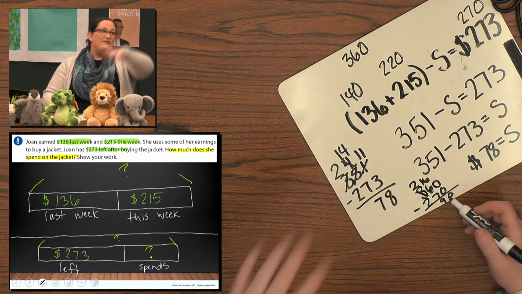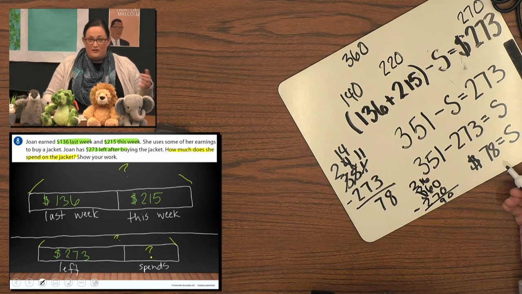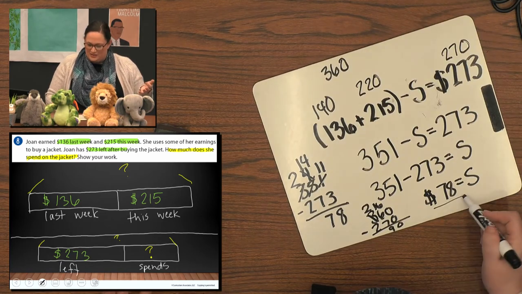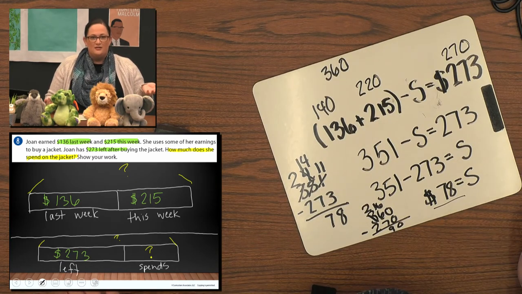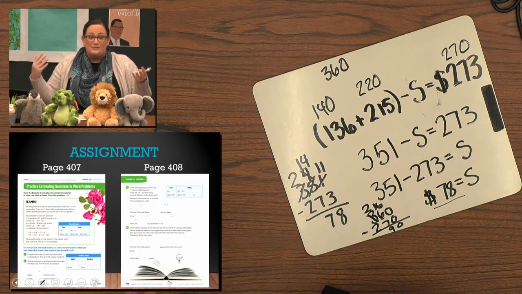We didn't get like 574, did we? No. So our answer of she spent $78 on her jacket is accurate. And is that reasonable to spend $78 on a jacket? Yeah, it is.